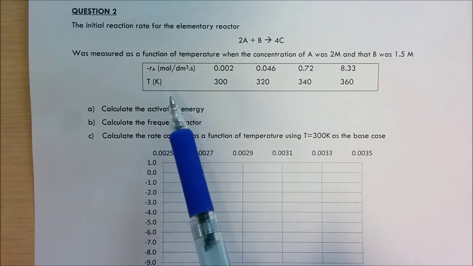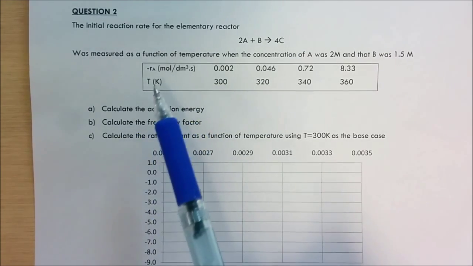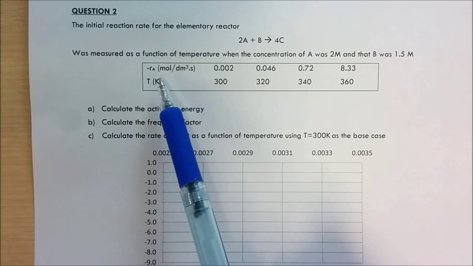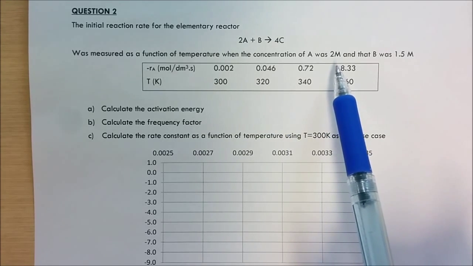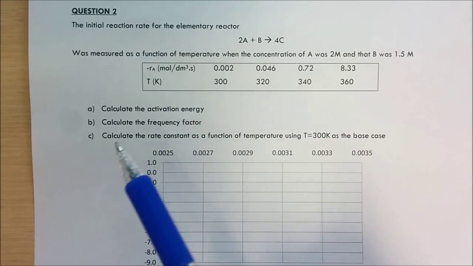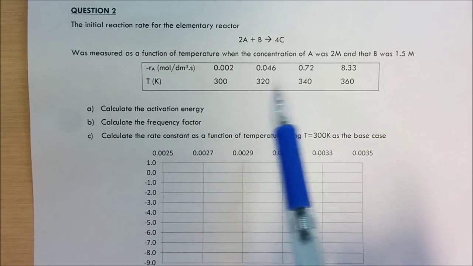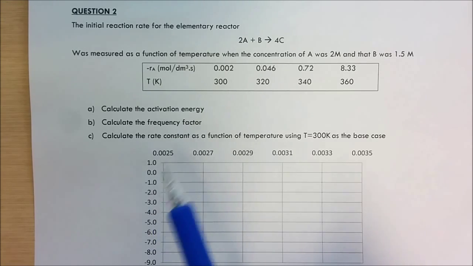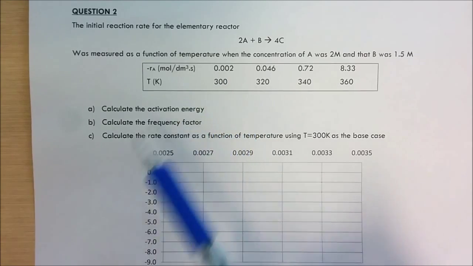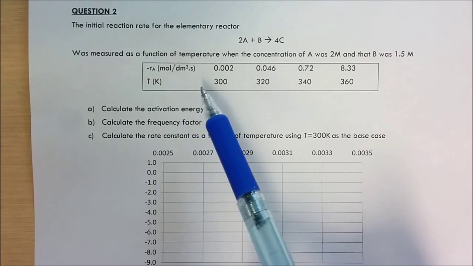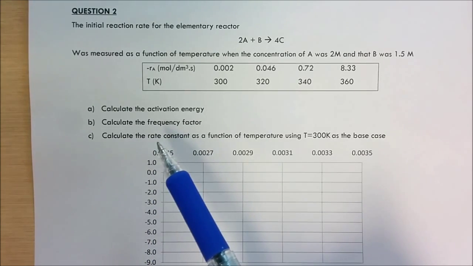In order to solve this question, we need to use all the information that we have. Since we have the information of the rate of the reaction at different temperatures, and also we have the concentration of A and B, we can find the K value for different temperatures. And then later, if we use the information of K value and also the temperature, we can find the activation energy and also the frequency factor.